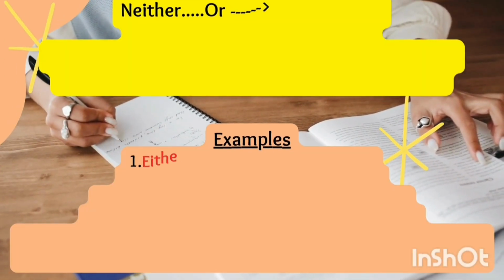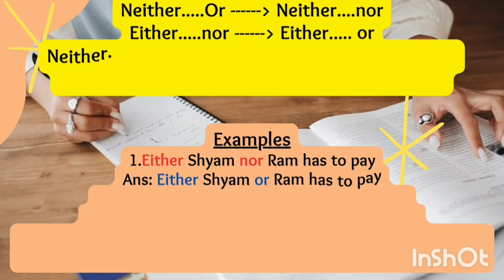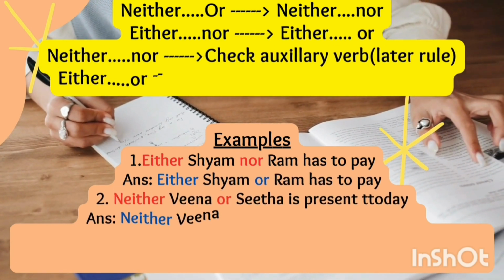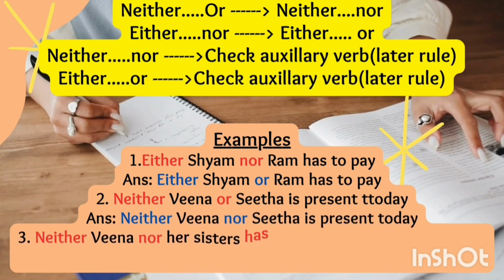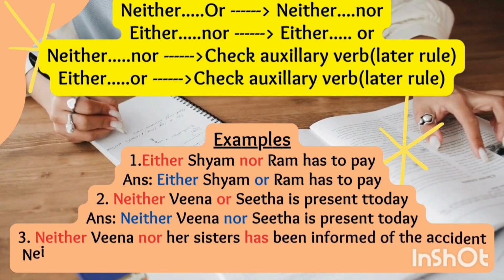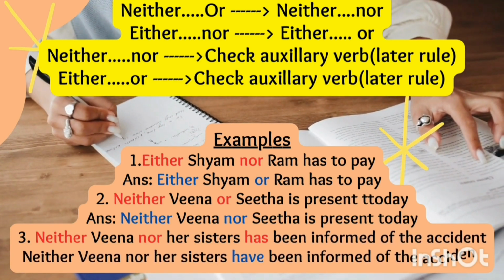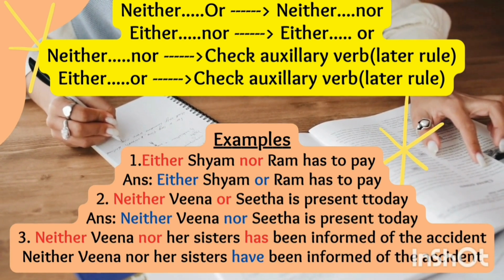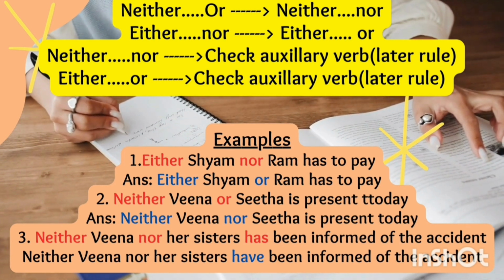If the given sentence consists of neither followed by or, then it should be replaced by neither nor. If a sentence has either followed by nor, it should be replaced by either or. If the neither nor pair is correct, then we need to check for the auxiliary verb. Here we need to follow the latter rule. If the either or pair is correct, then we need to check for the auxiliary verb. Here also we need to follow the latter rule.